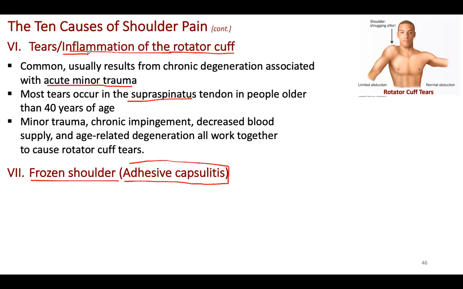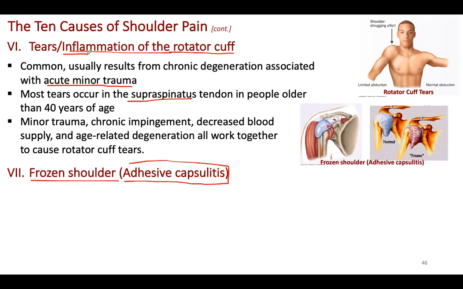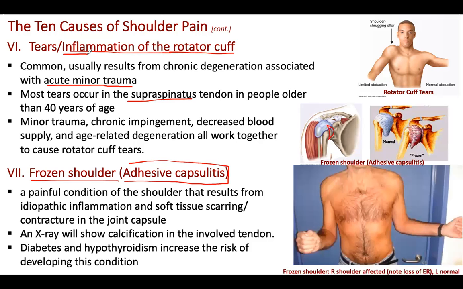So you end up having some sort of adhesions in your shoulder, and this is called frozen shoulder or adhesive capsulitis. It's a very painful condition that results from idiopathic inflammation and soft tissue scarring, contracture in the joint capsule. An X-ray might show calcification of the involved tendon. And again, diabetes and hypothyroidism increase the risk of developing this condition, as well as any trauma, overstretching or chronic use, which can result in inflammation, and this inflammation limits the movement. So you're afraid of moving your shoulder, and the inflammation heals by fibrosis.